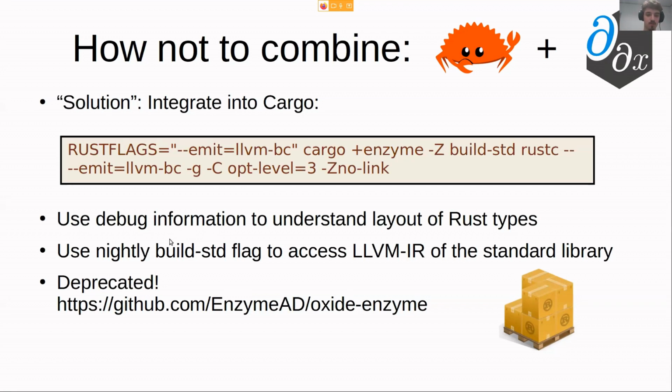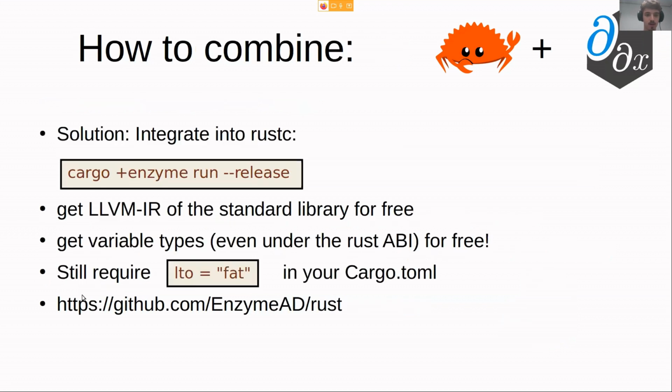There were quite a few Rust types which we couldn't support, and you don't need an AD tool in Rust if it can only differentiate C types, right? So yeah, the nightly build standard flag is interesting to get the LLVM IR of the standard library, but stabilizing this option is an ongoing process and it's not that easy. So we finally decided to deprecate this whole approach altogether.